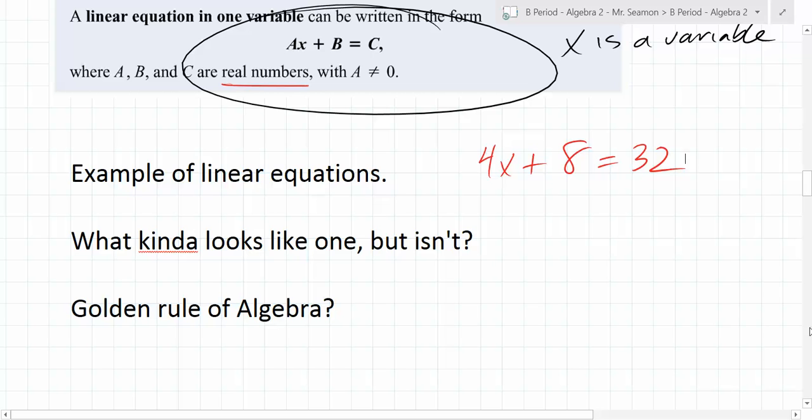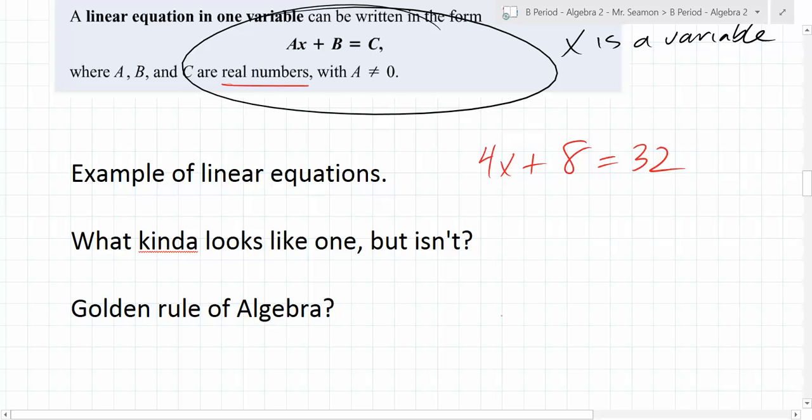And we're going to attack these. We're going to analyze them. We're going to simplify them. What about the golden rule of algebra? The golden rule of algebra. You might have heard this before. What's the golden rule in general? Anybody know? What you do on one side, you do to the other, right, exactly.